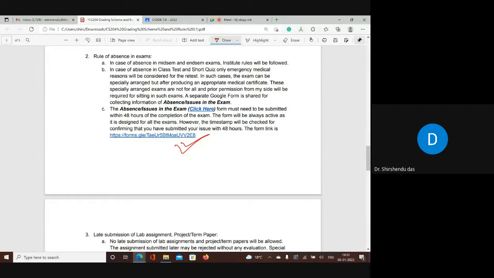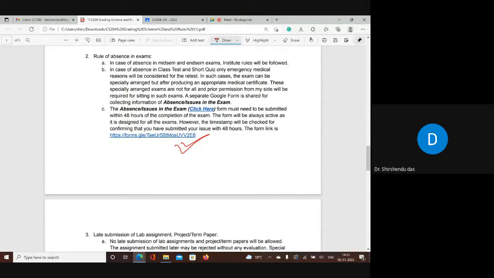Also, if you miss a particular test or quiz, within 48 hours of it you can click this form and register that you missed it, and you have to explain in this form why you missed it. You may need to upload the proof also. Later, maybe every month, I'll check all the requests submitted in this form, and based on this I'll arrange some special class test or special quiz only for those whose reason is genuine. Other people I'll not allow.